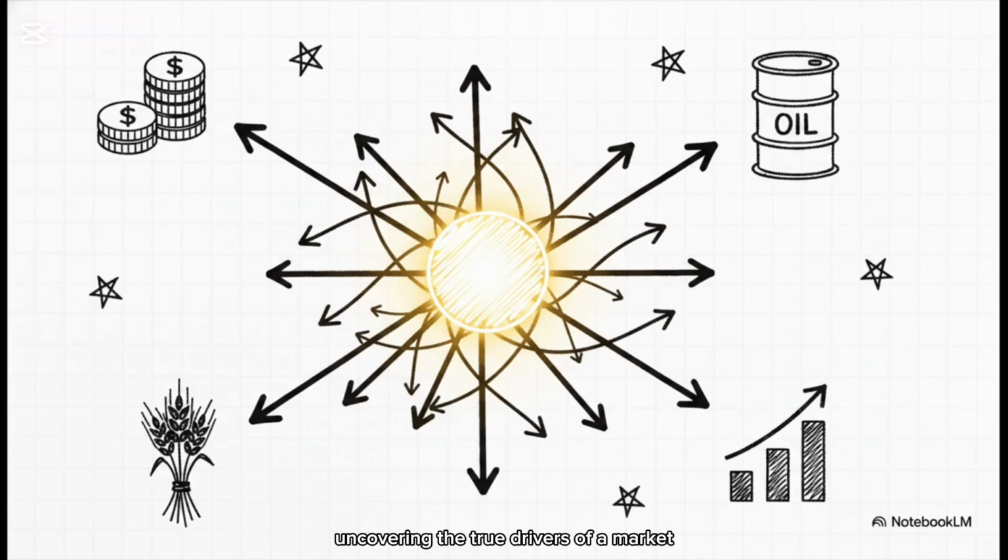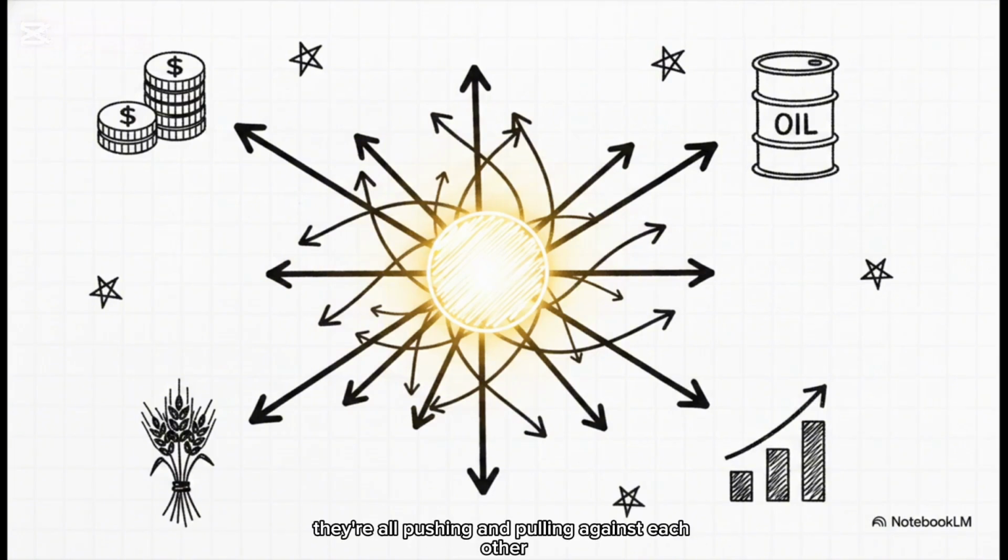Uncovering the true drivers of a market requires us to untangle a massively complex web. Variables just don't act in a vacuum. Currencies, commodities, equities, they're all pushing and pulling against each other at the exact same time.